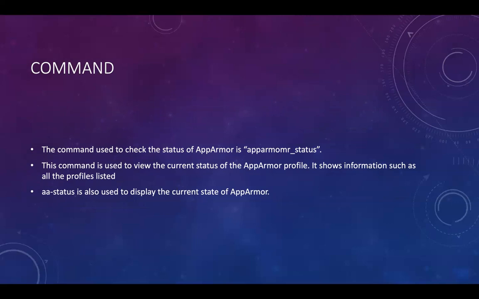Next is the command. The command used to check the status of AppArmor is apparmor_status. This command is used to view the current status of AppArmor profiles, and it shows information such as all the profiles listed. aa-status is also used to display the current state of AppArmor.